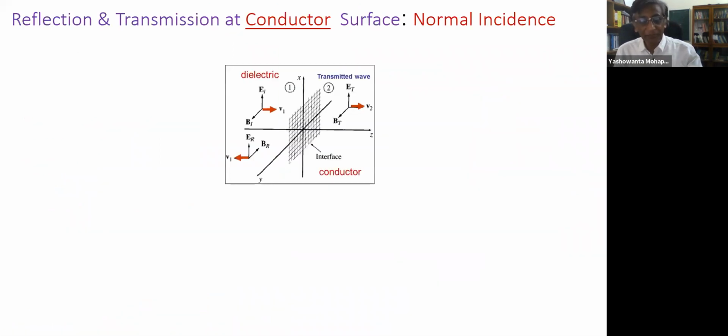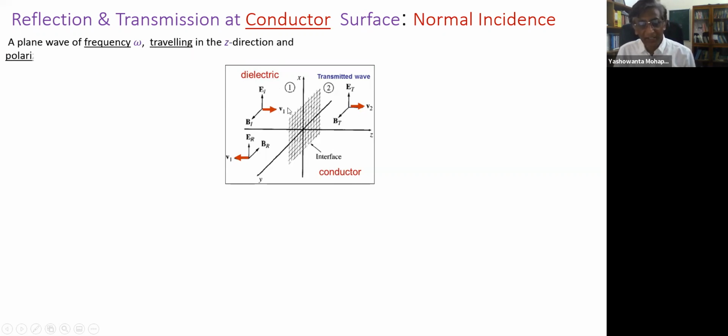Now let's take up the reflection and transmission at a conductor surface, normal incidence. Okay, we have seen this for dielectric. So now I can take a dielectric on this side and a conductor on this side. So let's say a plane wave of frequency omega traveling in the z direction and polarized in the x direction approaches the interface from the left. That's the situation I described, so that it can get reflected and it can get transmitted.